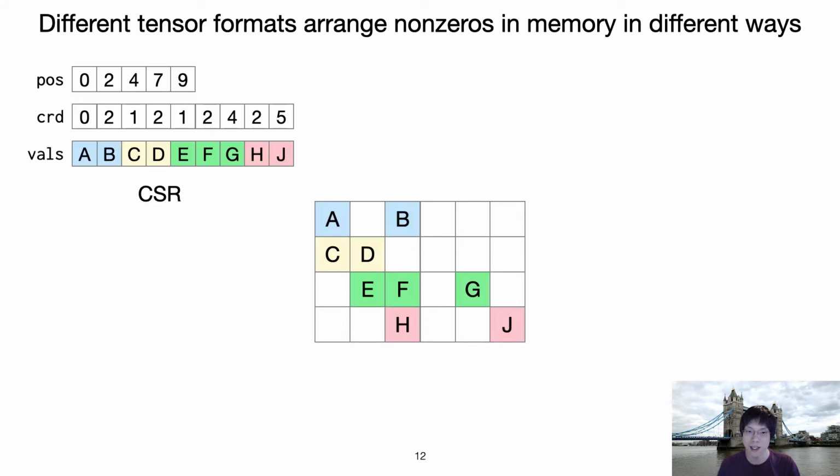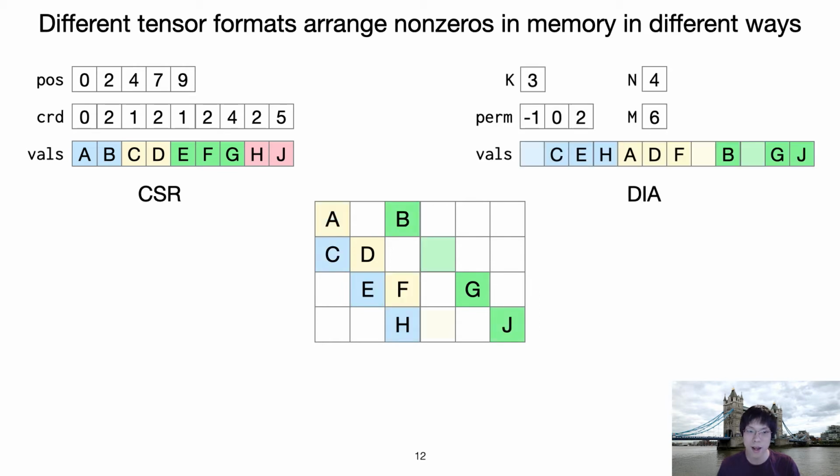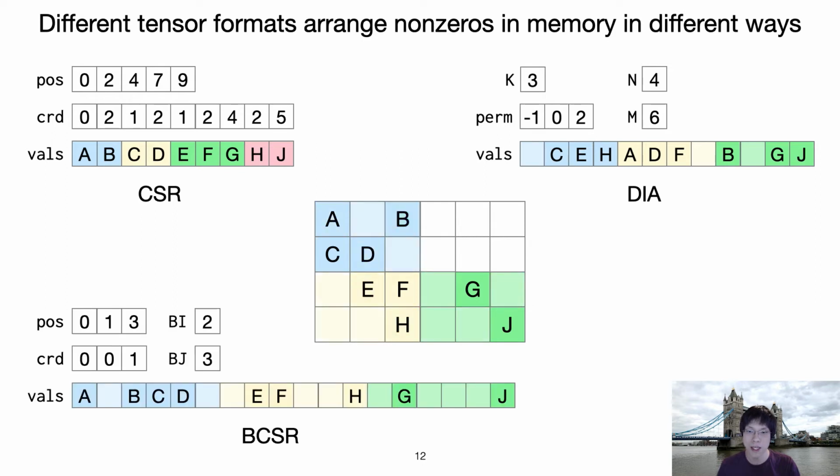Some formats, like CSR for instance, store nonzeros in row major order. Dia, on the other hand, groups together nonzeros by diagonal, whereas the BCSR format groups together nonzeros by block. And many other formats store nonzeros in even more complex orderings, like Morton order for instance, to better exploit hardware capabilities for compute performance. So to be able to generate conversion routines for a wide range of target formats, a compiler needs to know precisely how all those target formats arrange nonzeros in memory.